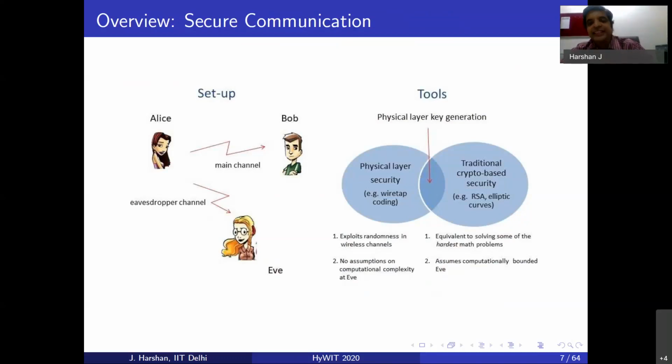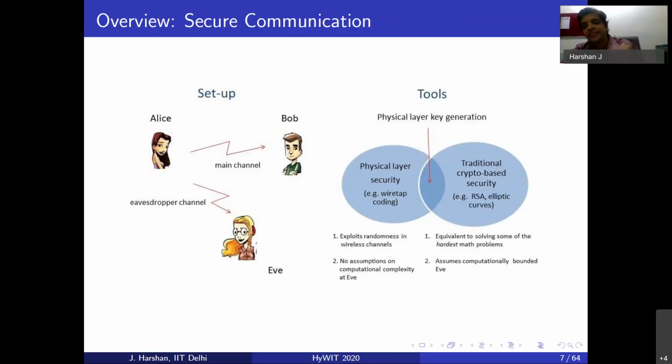Now, as shown in this particular picture, we have identified physical layer key generation in the intersection of these two classical types of methods. And the reason is, the whole idea of physical layer key generation is to extract secret keys using the randomness in the wireless channel. That means we are making use of the physical layer characteristics, and therefore they fall under the physical layer security bin.